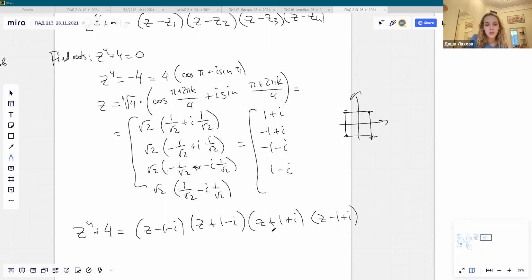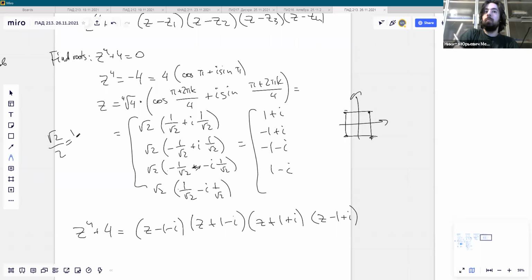How did you obtain 1 over square root of 2? Well, that's cosine of pi over 4. I know it from the table of cosine. You might know it as square root of 2 over 2. That's the same. You write it like this or like this, depending on the situation. In this situation, this looks nicer because it is more obvious that everything cancels.